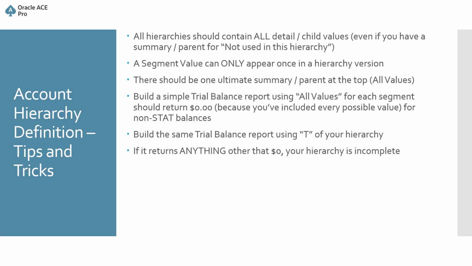Once you've got that, use your hierarchies for that same trial balance. So use T for my company, T for my cost center, T for my natural account, T for every segment out there. If it's not 0, it's wrong. You're missing some value. So before you start building reports, build that one. If it gets 0, you can at least get to a decent starting position.